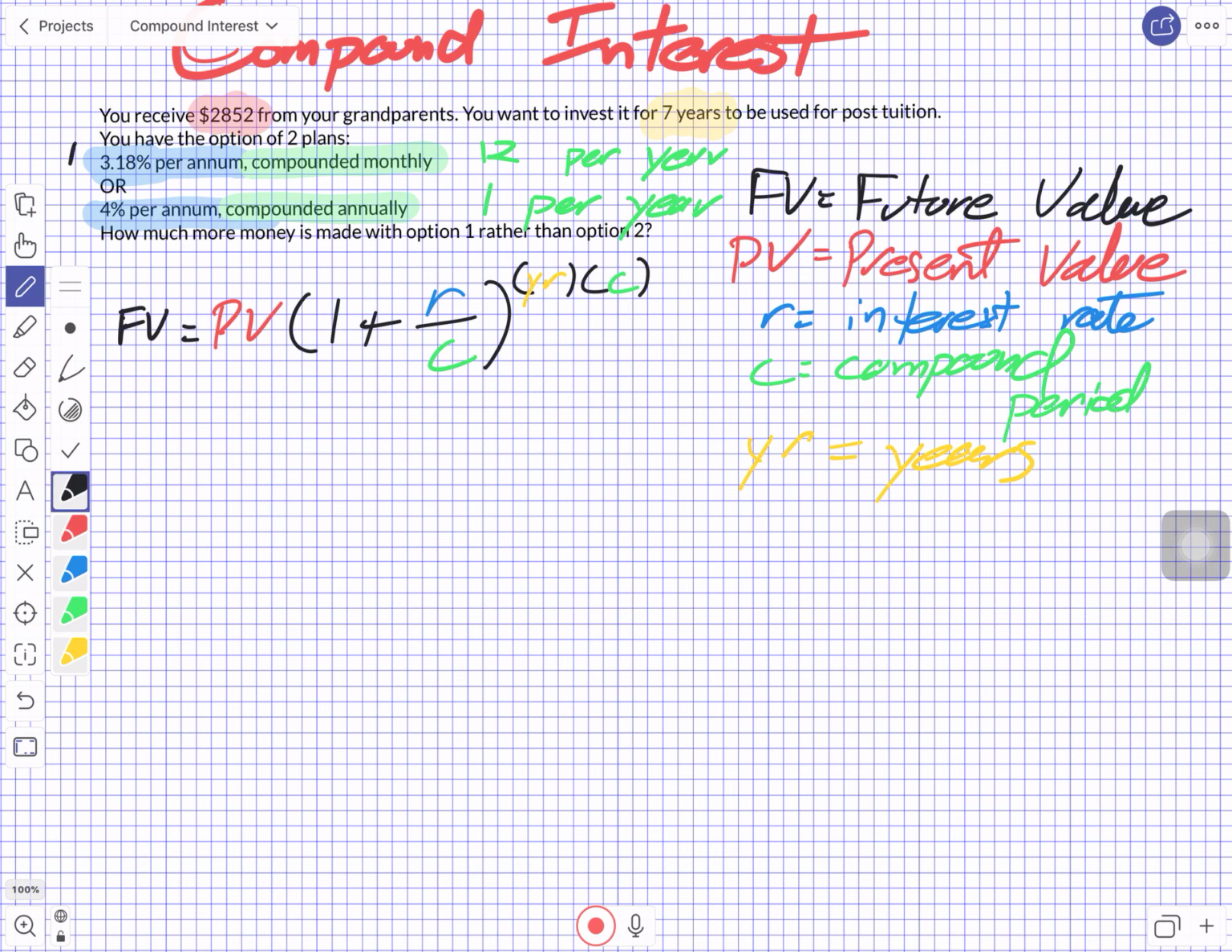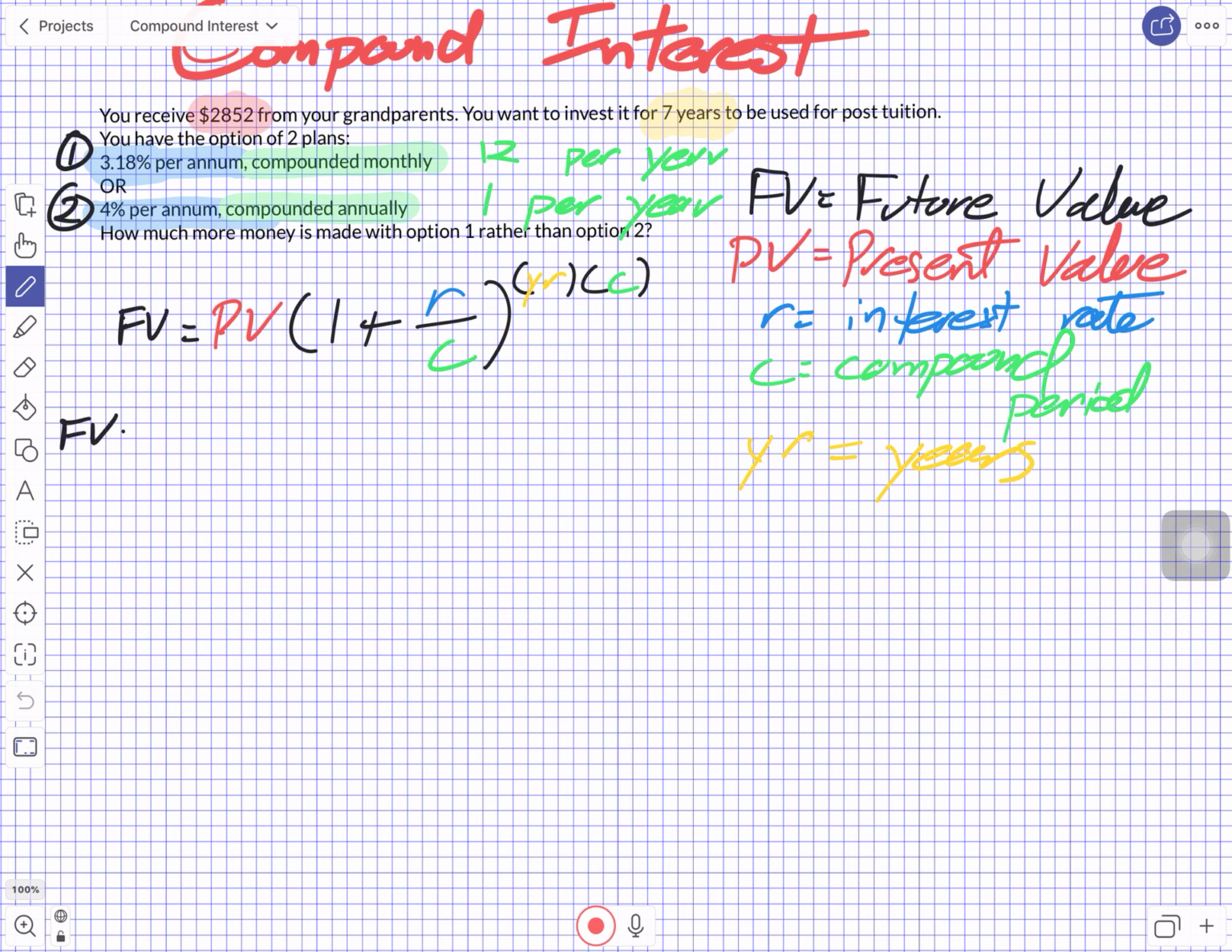And let's just define that this is option one and this is option two. So what we're going to do is start with option one, plug in all our values, solve it. Start with option two. And then we have to compare which one has more. In fact, it's saying how much more does option one make than option two. It's possible that option two makes more money. So let's figure this out.